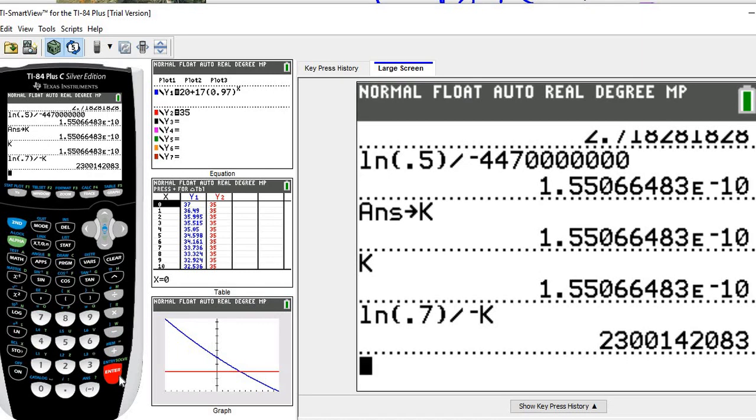You can see that looks like 2,300,142,083 years. That's how long it would take for just 3 milligrams of uranium to decay, and so you can probably tell why Chernobyl is off limits to all human beings, because only 2 billion years go by, and you've only got about 30% of it that's gone at that point.